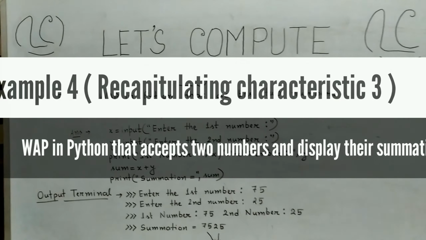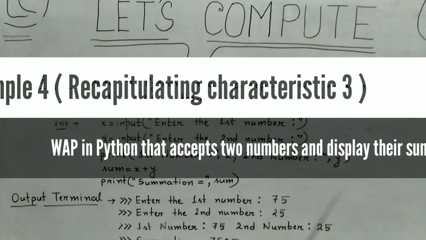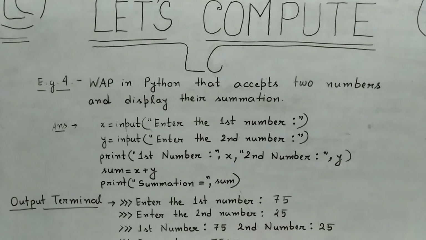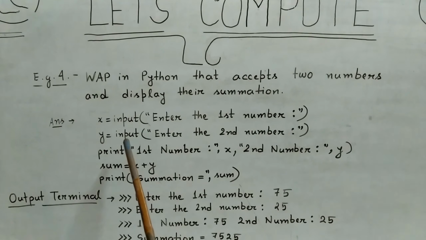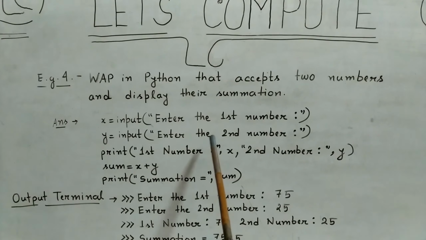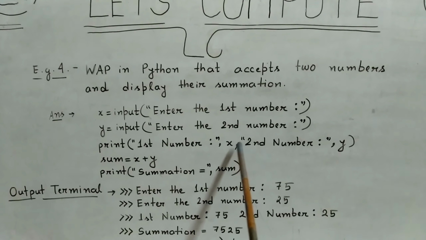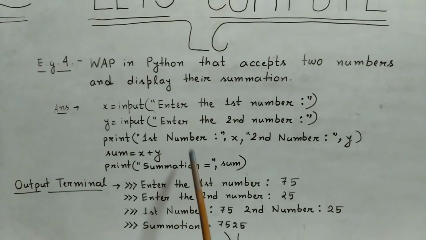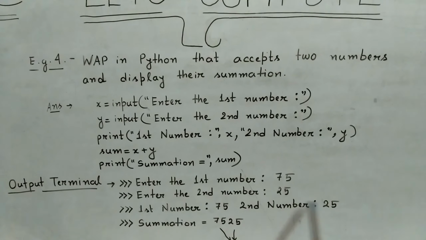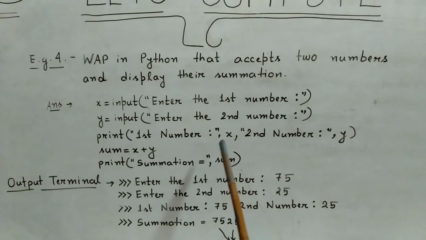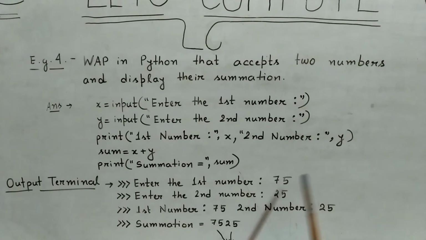This is going to be pretty interesting. Write a program in Python that accepts two numbers from the user and displays their summation. X and Y are two variables that would accept two numbers given by the user. Print the first number X and second number Y. It would display the numbers 75 and 25 like this because X and Y have been placed outside the quotation marks in the function print. It would display their values simply.